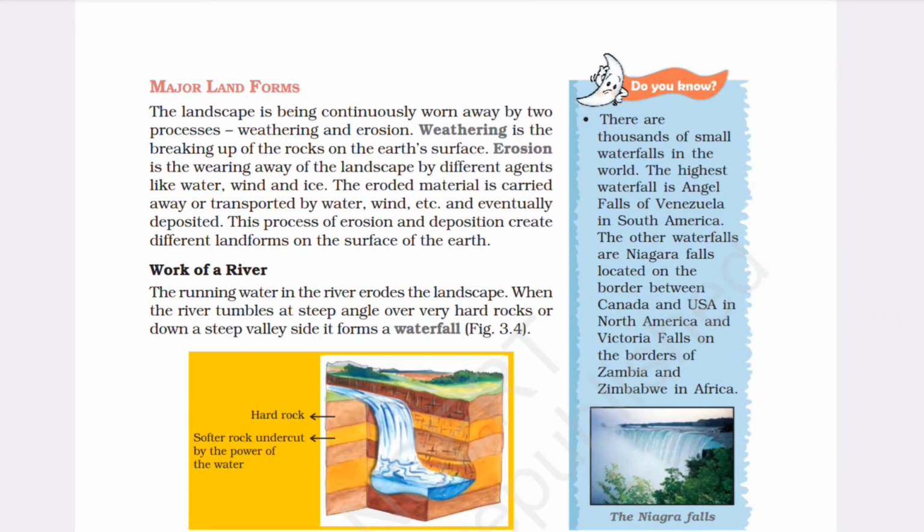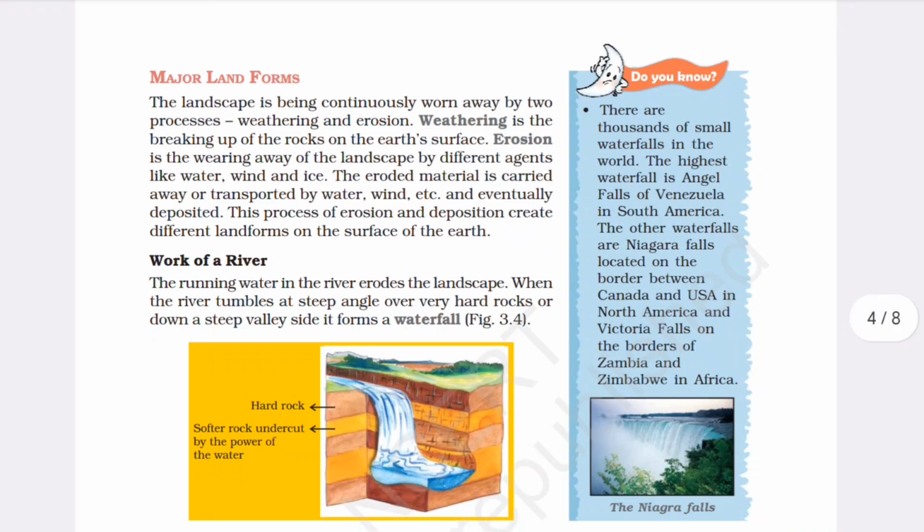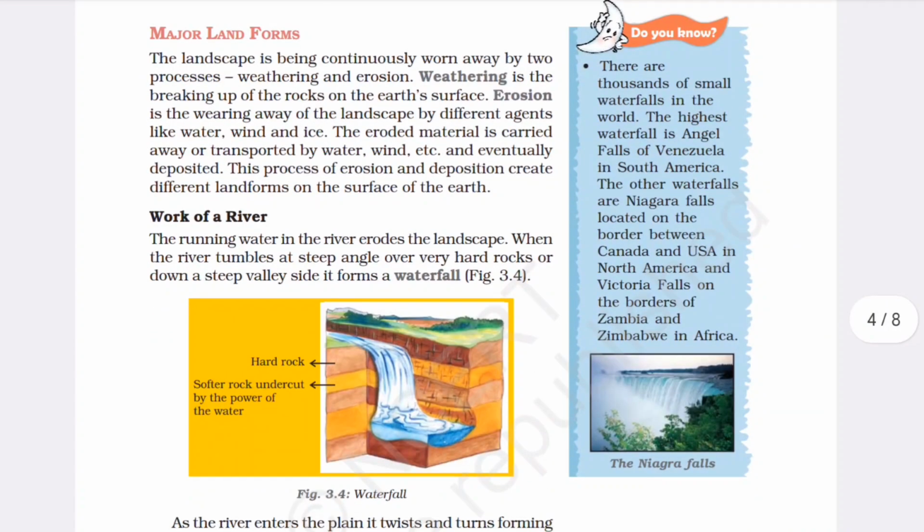Major landforms. The landscape is being continuously worn away by two processes, weathering and erosion. Weathering is breaking up the rocks of Earth's surface. Erosion is the wearing away of the landscape by different agents like water, wind, and ice. The eroded material is carried away and transported by water and wind, and eventually deposited. This process of erosion and deposition creates different landforms on the surface of Earth.